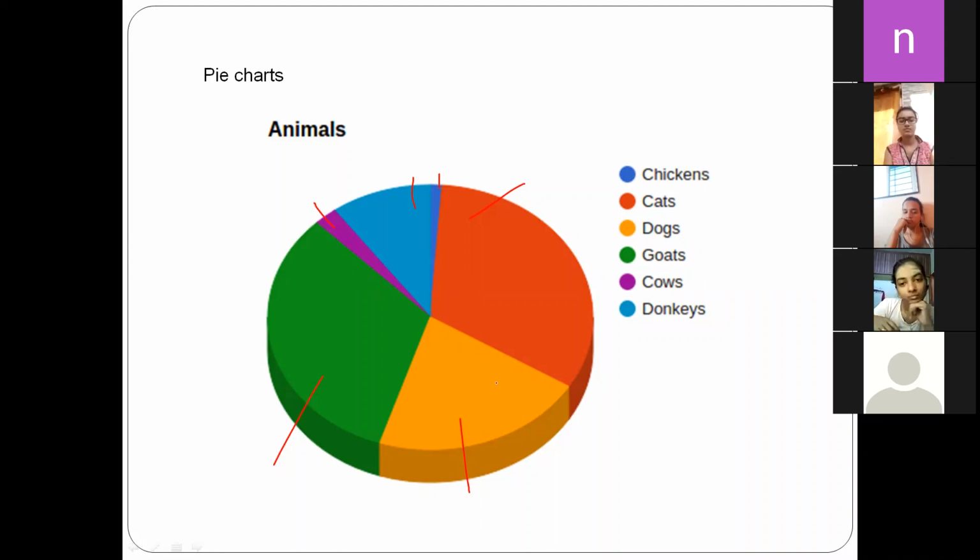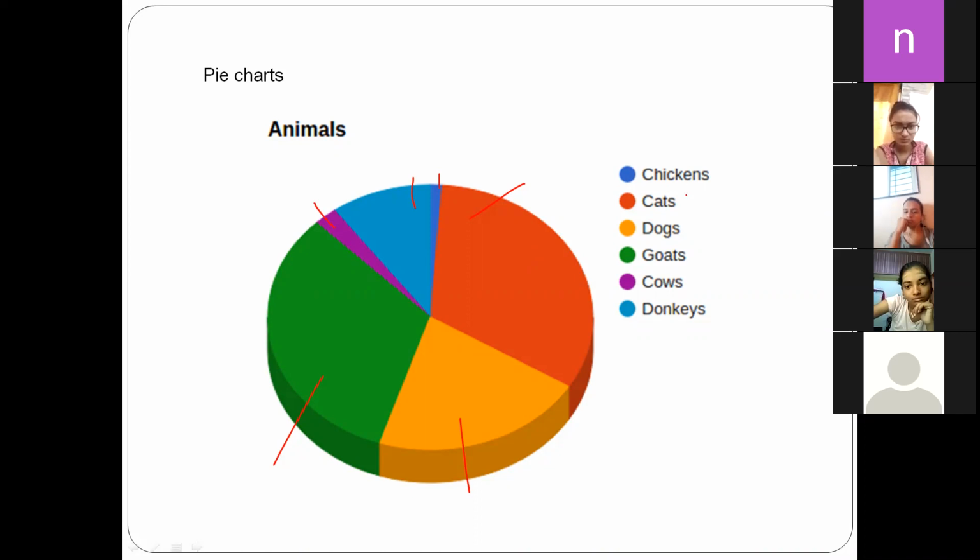Here, multiple data can be compared easily with these pie charts. Different items are going to be added here, one by one. This is about the pie chart. All of you got to know this pie chart.